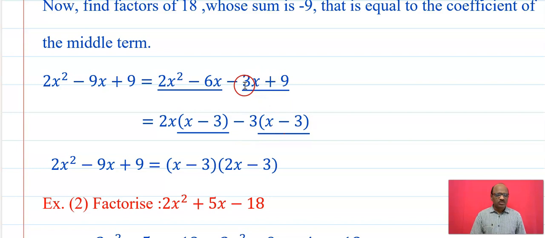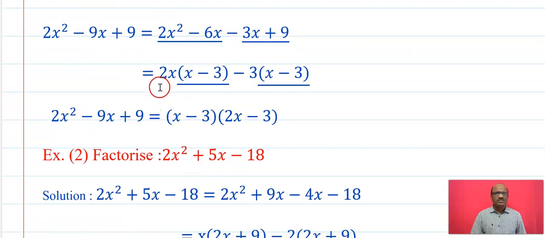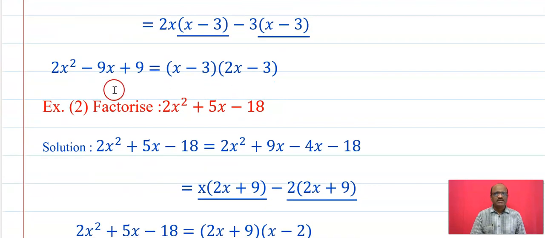जेव्हा आपण मायनस साइन कॉमन काढत असतो तेव्हा आपलं साइन चेंज होतात. That is -3 in bracket x minus 3. इथे 9 ला प्लस होते, इथे मायनस आलं. Therefore again we will take the common from these two terms, that is x minus 3, and what are the remaining terms, that is in bracket 2x minus 3. And that's why the factors of 2x square minus 9x plus 9 equals first bracket x minus 3 into second bracket 2x minus 3.